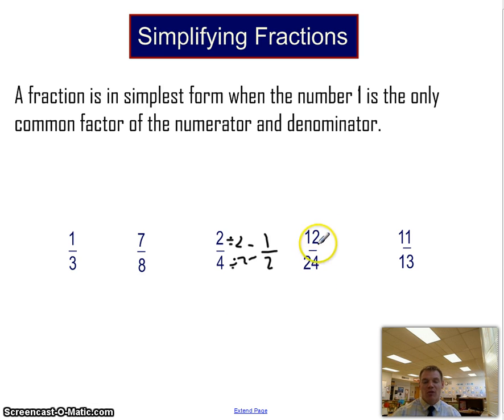The same goes for 12/24ths. We can divide the top and bottom by 12. 12 divided by 12 is 1. 24 divided by 12 is 2. And then finally 11/13 is in simplest form as well.